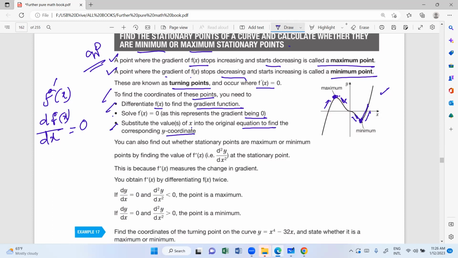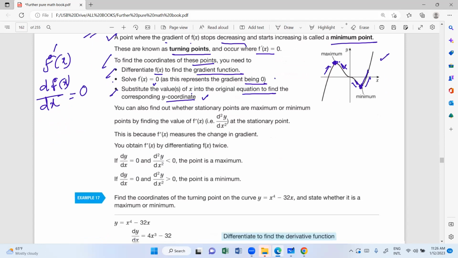If you want to find the coordinates of this stationary point, turning point, or maximum or minimum point, at first we have to differentiate this f(x). Then we write the derivative equals 0. From here we get the value of x, and after that we put this x value in the original equation to find the value of y.